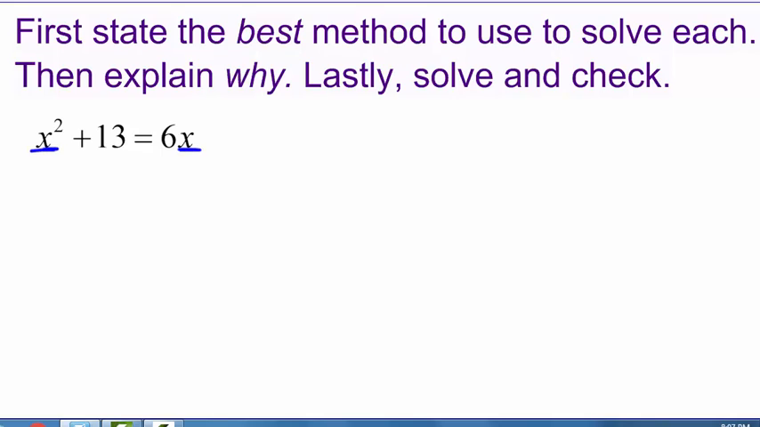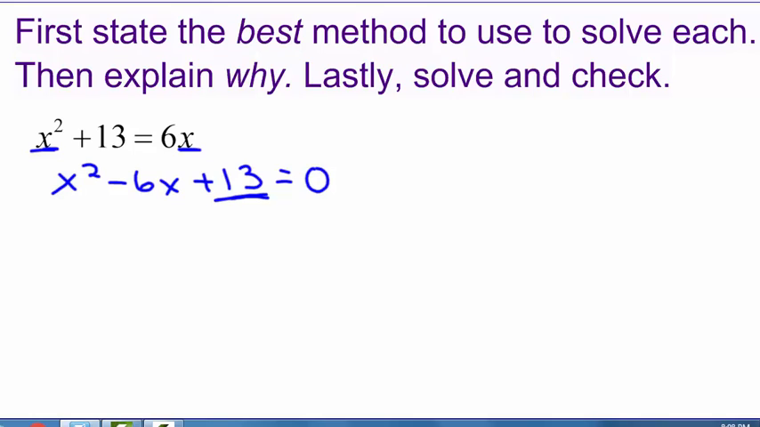So in the next one, I see an x squared and an x. I'm not going to be able to just take the square root. So the next thing, can I factor it? I move it over. x squared minus 6x plus 13 equals 0. Now 13, prime, 1 and 13. Well, I don't think there's any way I'm going to get to negative 6 from 1 and 13 here.